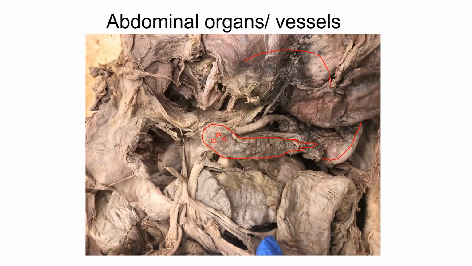What we're seeing here are some of the colon, so the large colon we can see here, and I'll point these out later on, as well as some of the vessels in the region, right? So you can see a lot of the vessels in the region there.